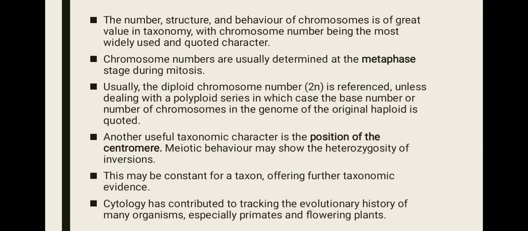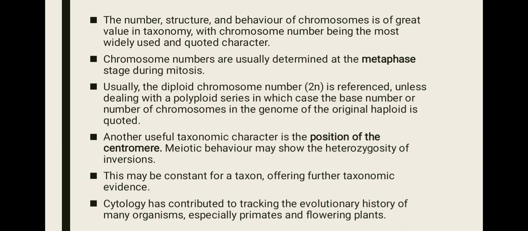The number, structure, and behavior of chromosomes are of great value in taxonomy, with chromosome number being the most widely quoted character. Chromosome numbers are usually determined at the metaphase stage during mitosis. Usually the diploid chromosome number is referenced, unless dealing with a polyploid series, in which case the base number, or number of chromosomes in the genome of the original haploid, is quoted.